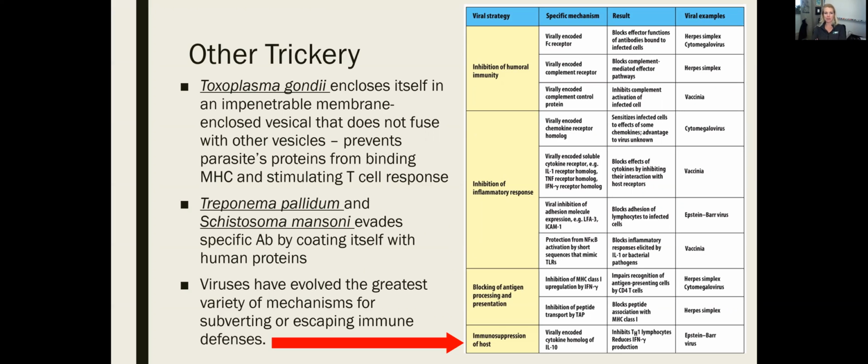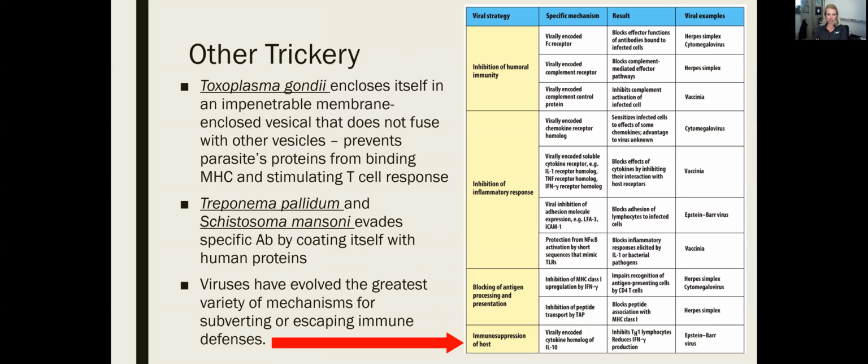Toxoplasma gondii is a parasite. This is the one that is associated with cat feces. And so if you're pregnant, you don't want to change the litter box because you don't want to inhale Toxoplasma. What it does is it prevents proteins from binding MHC, and therefore the T cell response isn't stimulated. Not a big deal for an adult, but it's a big deal for a developing baby.